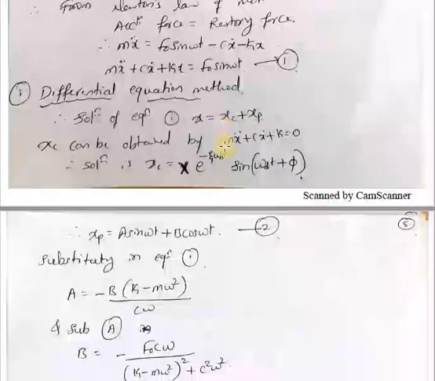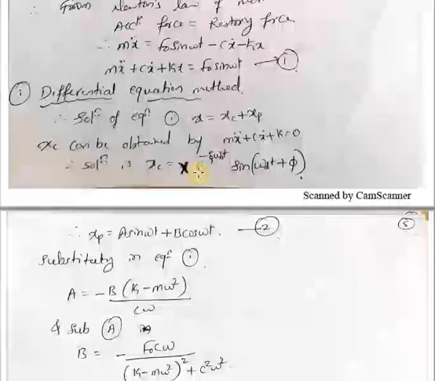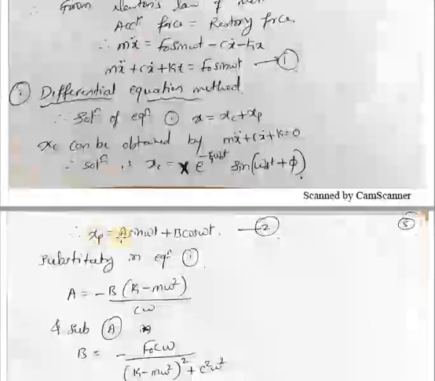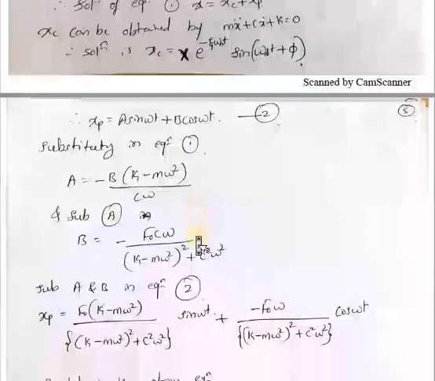For this kind of differential equation, we can directly write the general solution as x e raised to minus zeta omega_n t into sine of (omega_d t plus phi). And for the second part, the particular integral, x_p equals a sine omega t plus b cos omega t. So now from this equation, first we need to identify the values of a and b.